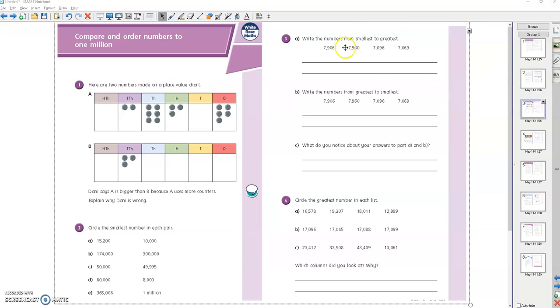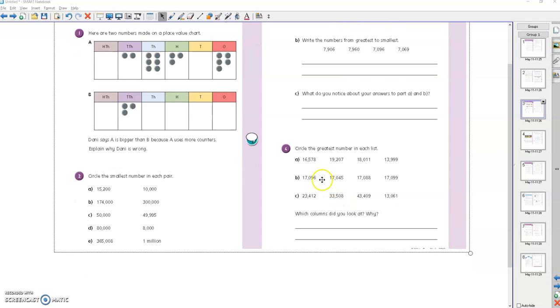Number 3, you just need to write down all of these in order. In this question, it's asking to start with the smallest number and go to the greatest. So which one is the smallest one out of those, then the next one, and so on. Here, you're writing it in the opposite way around. So you're writing the biggest number first, and then going down to the smallest. And then what do you notice about the answers to part A and part B?